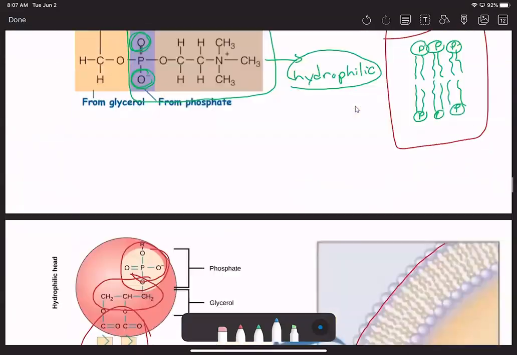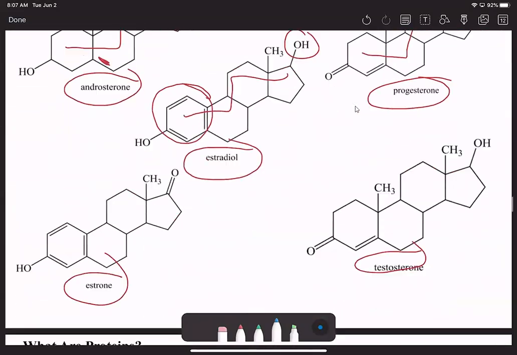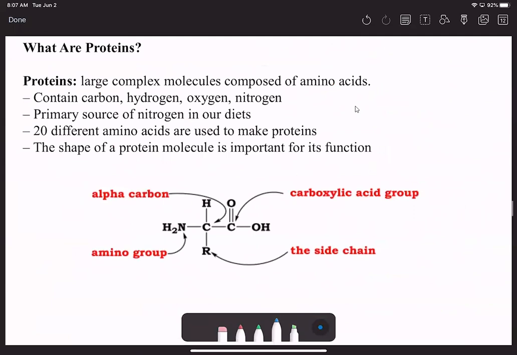All right, and then now we can get back into our proteins. All right, so proteins. Now, proteins are long, complex molecules. They contain hydrogen, oxygen, carbon, nitrogen, and every protein is made up of what we call amino acids. And there's a total of 20 different amino acids.